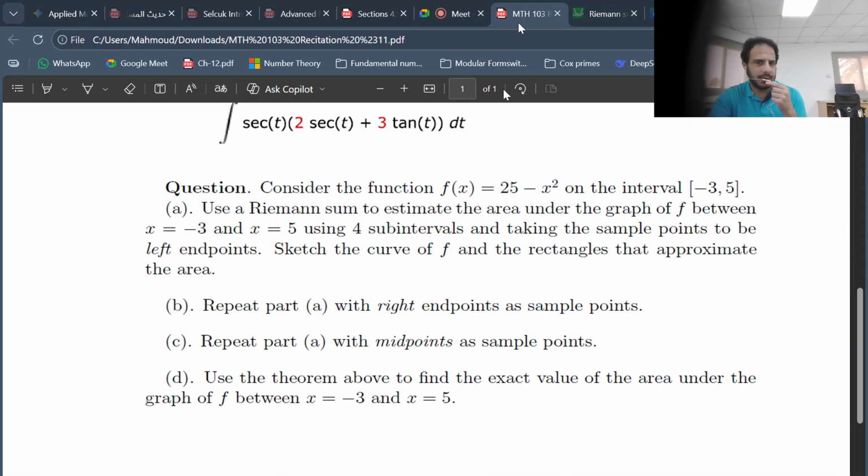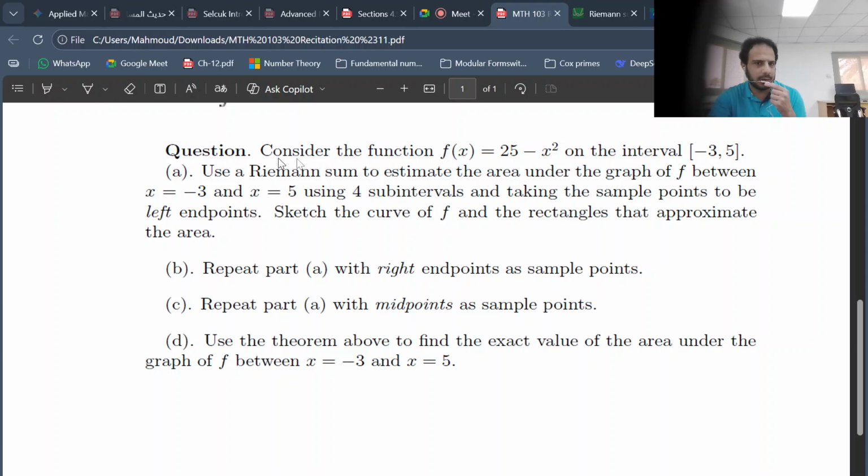Let's now solve the exercise, this question here. Consider function f of x equals 25 minus x squared on the interval minus 3 to 5. So use a Riemann sum to estimate the area under the graph of f between minus 3 and 5 using 4 subintervals and taking the sample points to be left endpoints. So left endpoints for rectangles from minus 3 to 5.